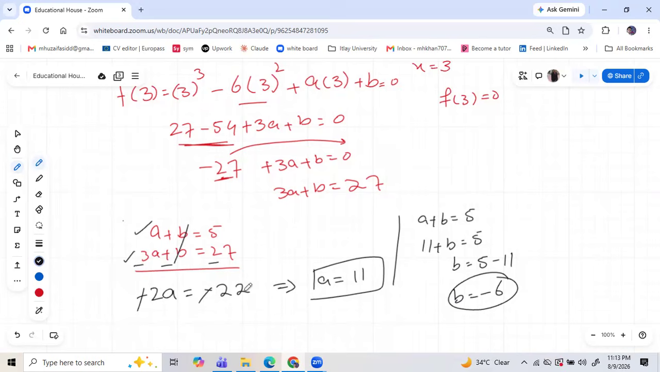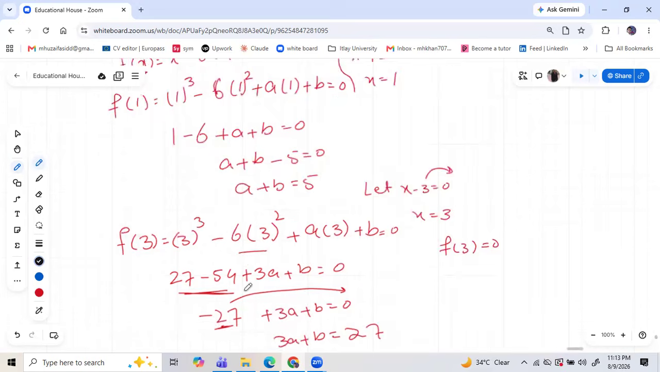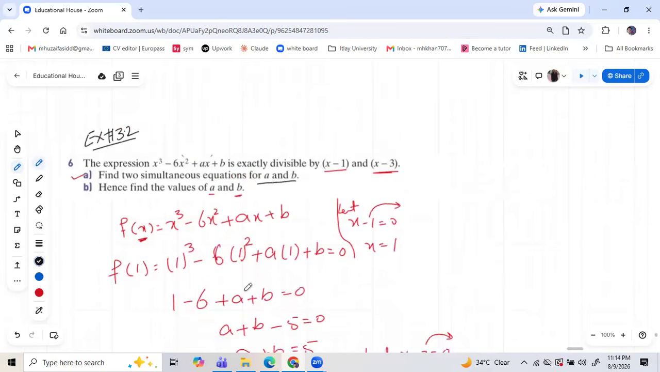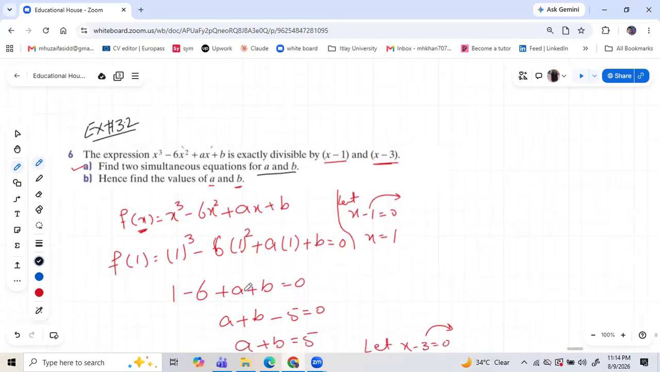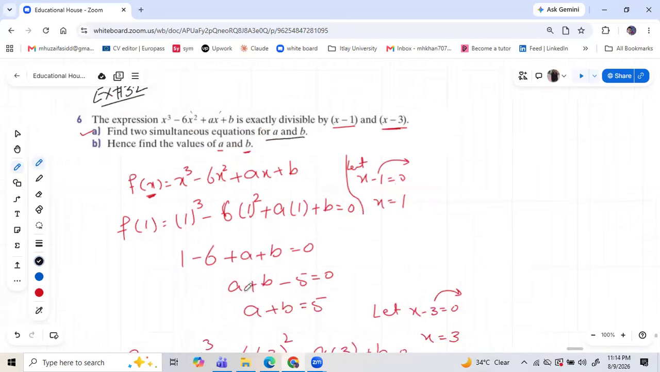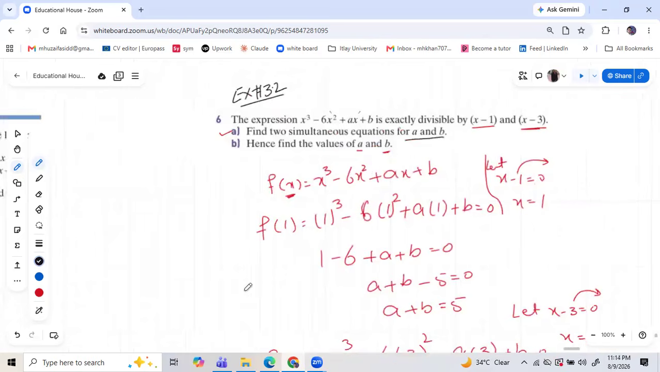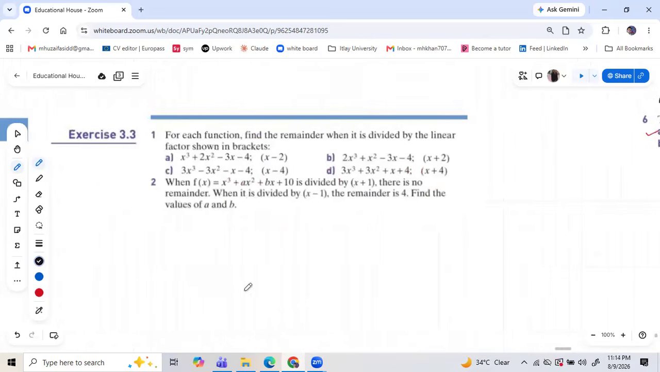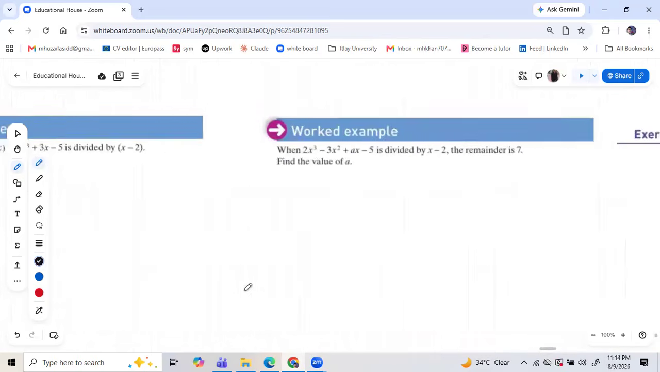Yes, sir, I understand. Okay, so any confusion regarding this one problem? No, sir, no confusion. Okay, so this problem is done. Our exercise 3.2 is ending. Now we are working on the next exercise, exercise 3.3.